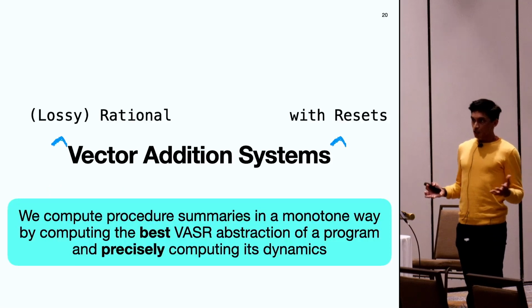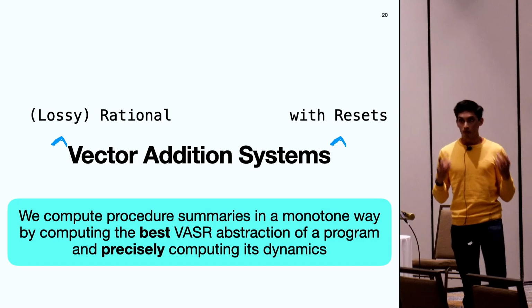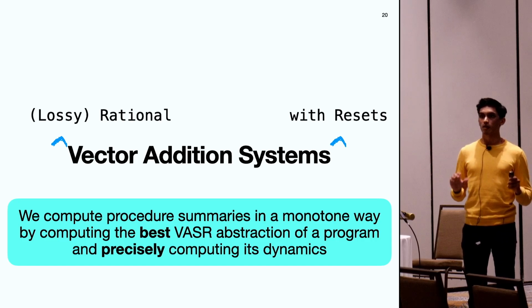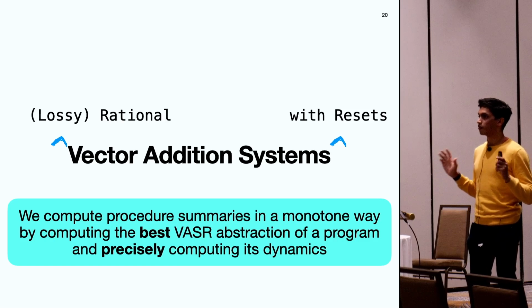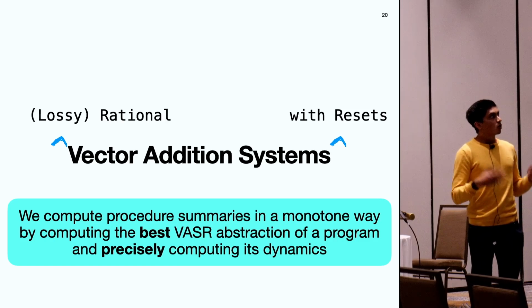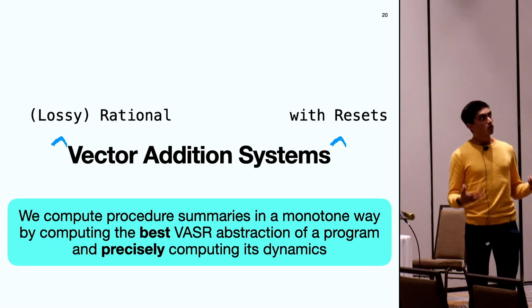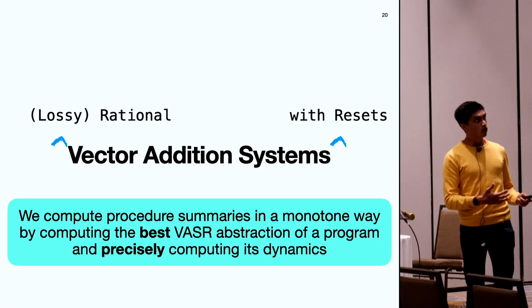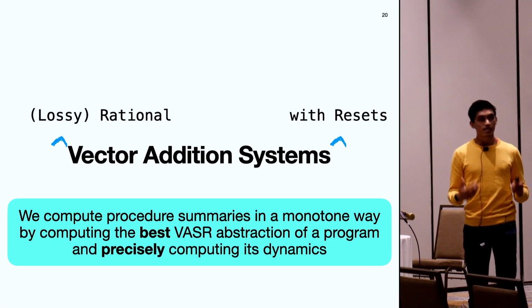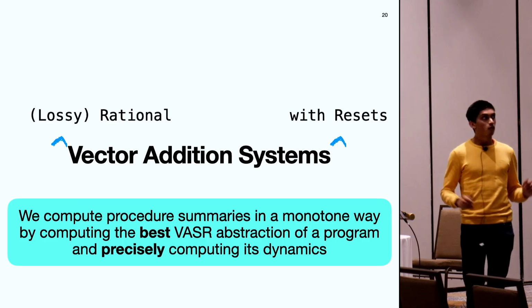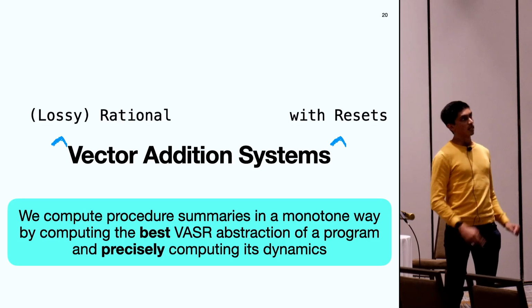So a rational vector addition system with resets is just a program in which all of the variable assignments are of a particular form. And so I'm going to compute procedure summaries in a monotone way by computing the best VASR abstraction of a program and precisely computing its dynamics. So first, I'll formalize what I mean when I say best abstraction.